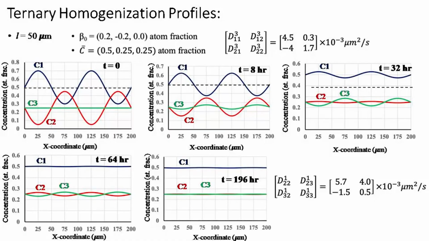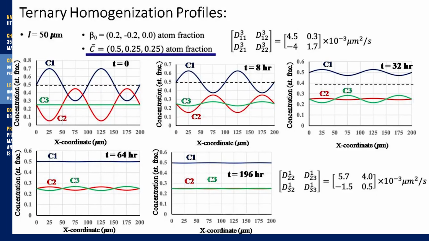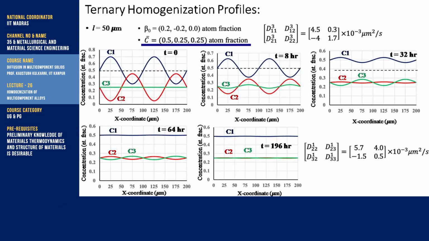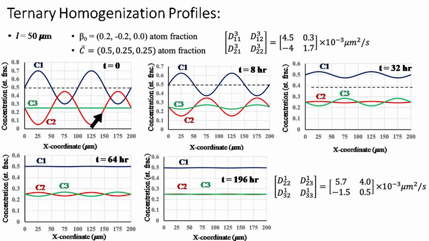So, the average concentration that we have taken for the ternary is 0.5 mole fraction of C1 and 0.25 mole fraction of C2, and the amplitudes for the two are 0.2 mole fraction of C1 and minus 0.2 mole fraction of C2, which means C1 and C2 are varying in the opposite direction. So, this is the initial profile for C1, and this one is for C2. C1 is varying from the maximum value of 0.7 to the minimum value of 0.3 periodically, and C2 is varying, in the same interval, from the minimum value of 0.05 to the maximum value of 0.45.